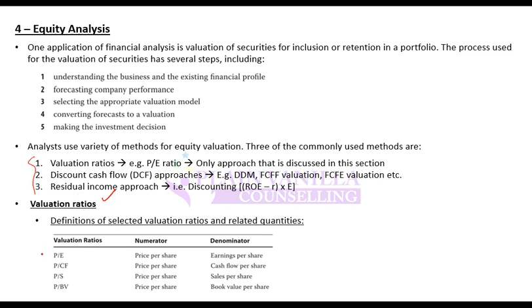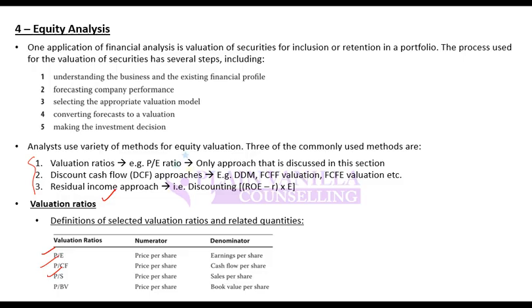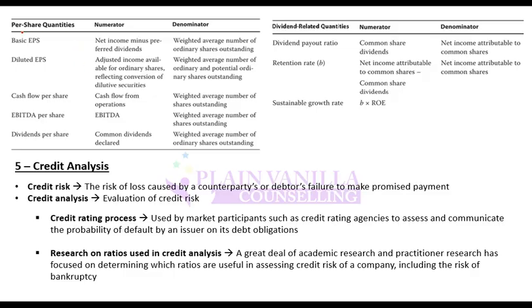Valuation ratios, we just discussed PE, PCF, PS, price to book value. There can be different ratios which can be used. And E is what? Equity? Equity, book value. Per share quantities, basic EPS, diluted EPS, we have already discussed in previous reading.